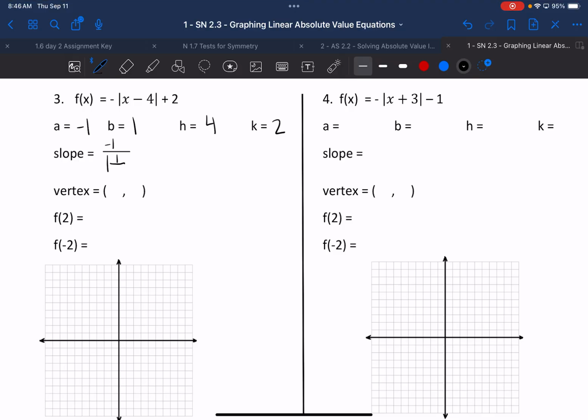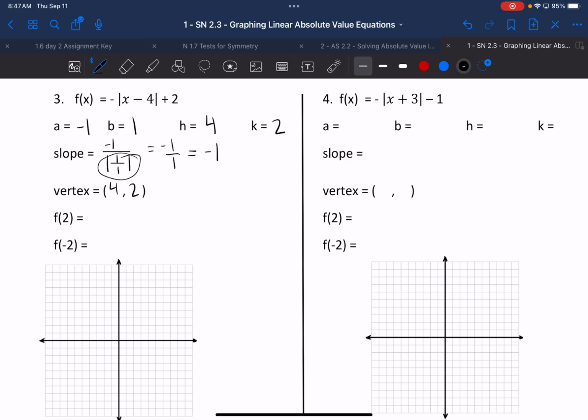1 over B, which was 1, right? Okay, so this part in the denominator simplifies to just what? 1. So really I have negative 1 over 1. So my slope, or how much up and over I'll go, is going to be negative 1. And then my vertex would be the coordinate point 4, 2.